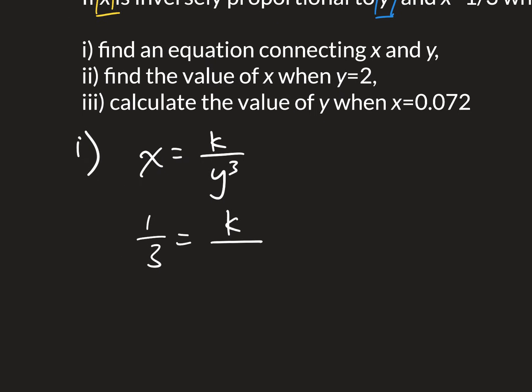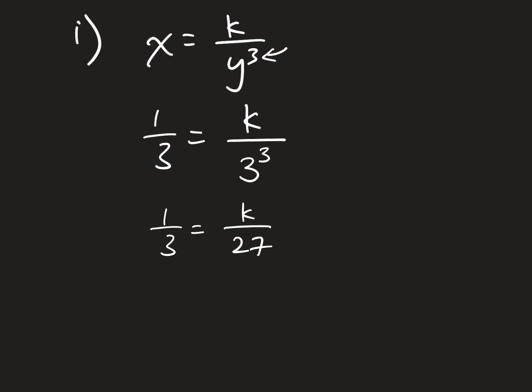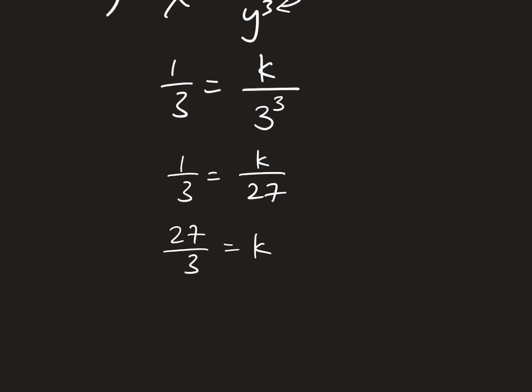So y is 3, but take note there is also a cube here. So if y is 3, then y cubed is 3 cubed. And then let's simplify that. 1/3 equals k over 3 cubed, and 3 cubed is 27. And so let's cross multiply in this case. So we can say 27 over 3 equals k. And therefore we have k equals 9.